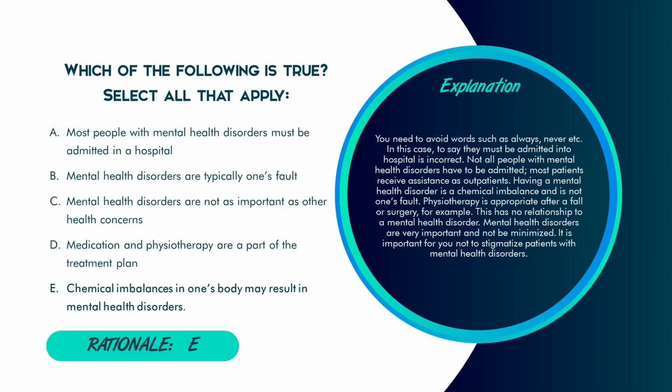So let's go through them. First one, most people with mental health disorders must be admitted to a hospital. It's very difficult to say they must be admitted because a lot of people with mental health disorders are outpatients, meaning they just get treatment from outside. They don't have to go. So always be very careful with these, like never, always, those types of questions. They always lead to issues because now you're making a judgment that, oh, you have a mental health disorder, you definitely must be admitted. Anxiety is a type of mental health disorder that's treated very well if you do CBT and take your medication. Depression's another one. So it's not always going to be in a hospital. So that's why that one is not right.